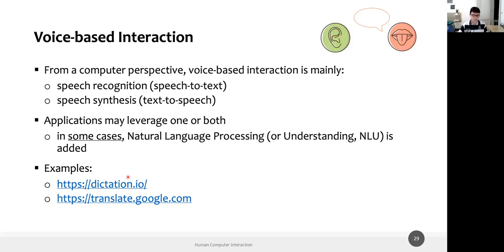And here, and then we stop here, we have two examples. So Google Translate is probably the one that you know, just a simple example, not too complex as Siri. Google Translate is probably the most famous, where Google Translate on a web browser, on a computer, has speech recognition or synthesis.